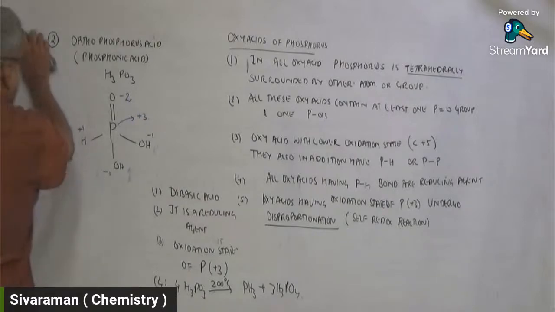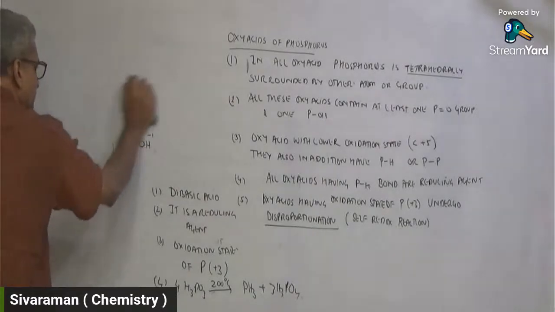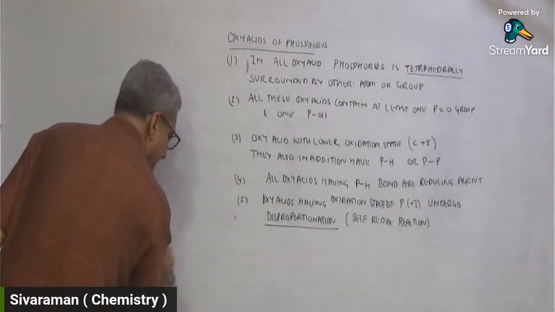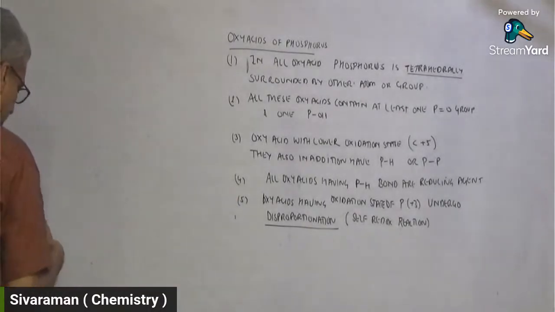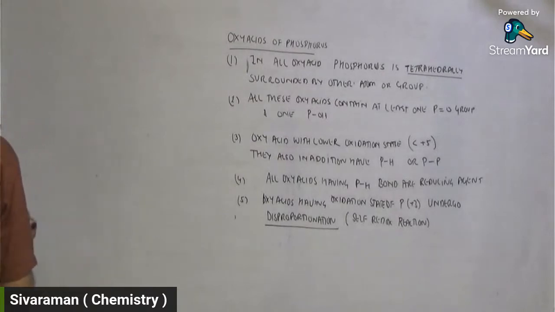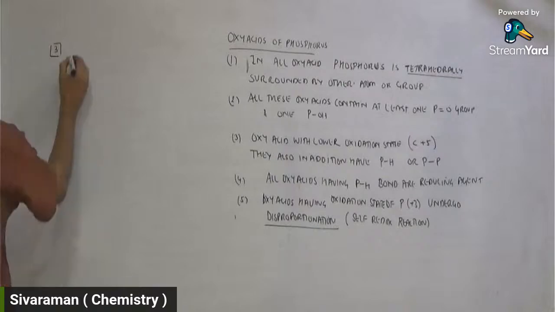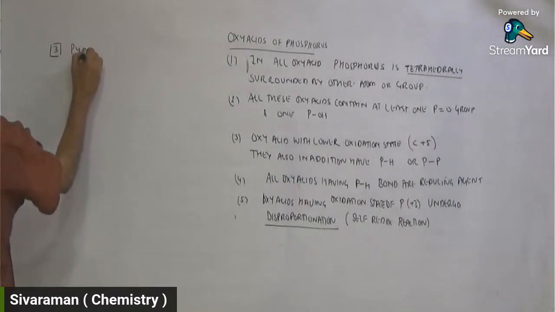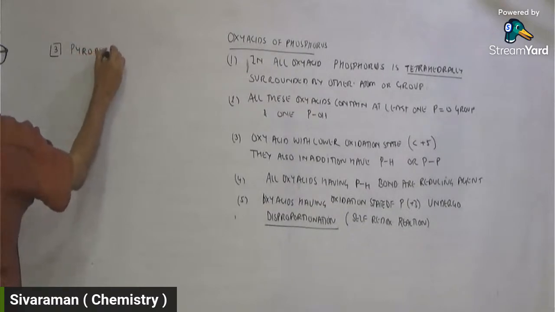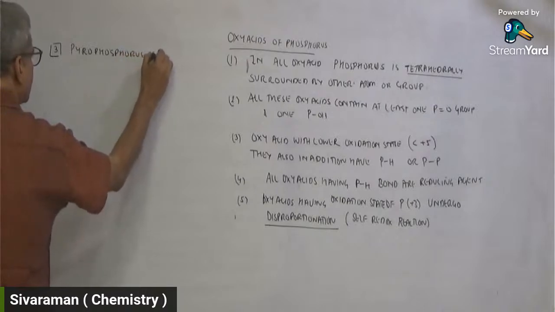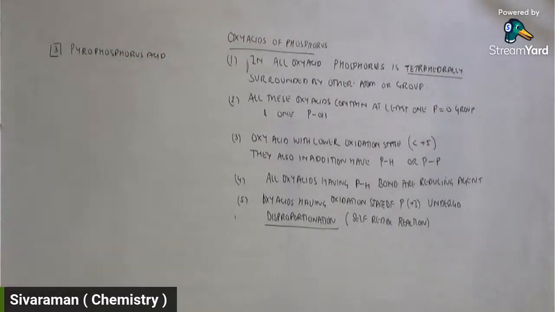Okay. Now the third one. So you can see the multitude of questions that they can ask in this. So the next one that we have is pyrophosphorus acid. You have pyrophosphorus and you will have pyrophosphoric also.